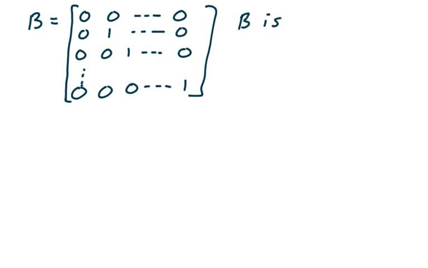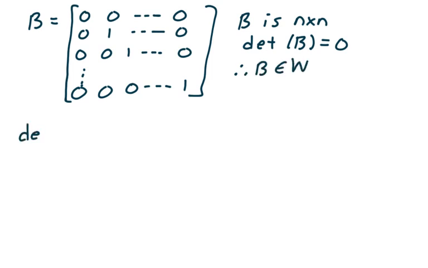B is n by n, and the determinant of B is 0, because we have one entry along the main diagonal that's 0, right? And so, therefore, B belongs to W. The determinant of A plus B is, now, before we do that, maybe this is easier. Let's just take A plus B and add them. If I take A plus B, what do you get?